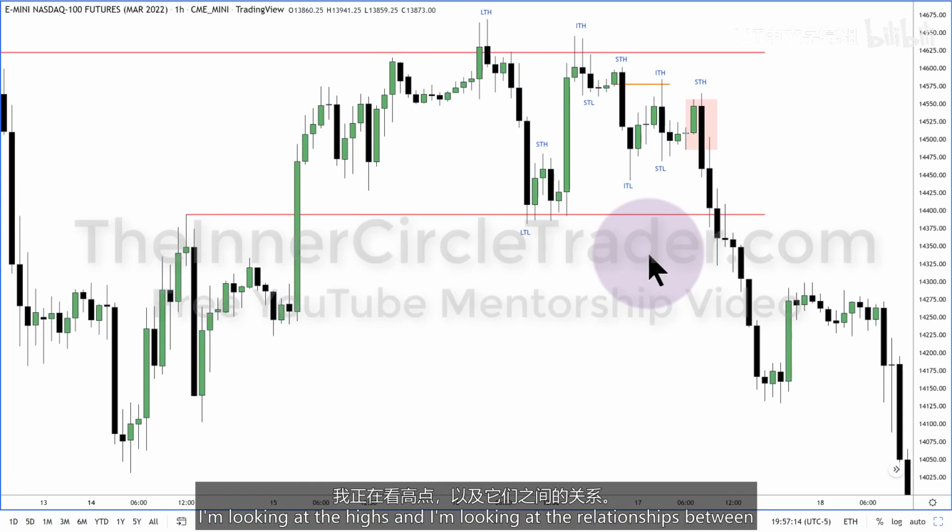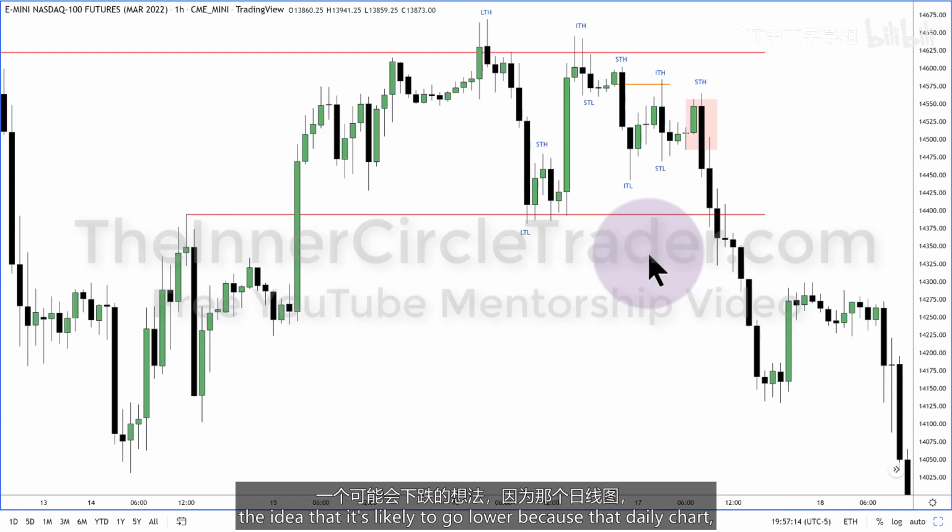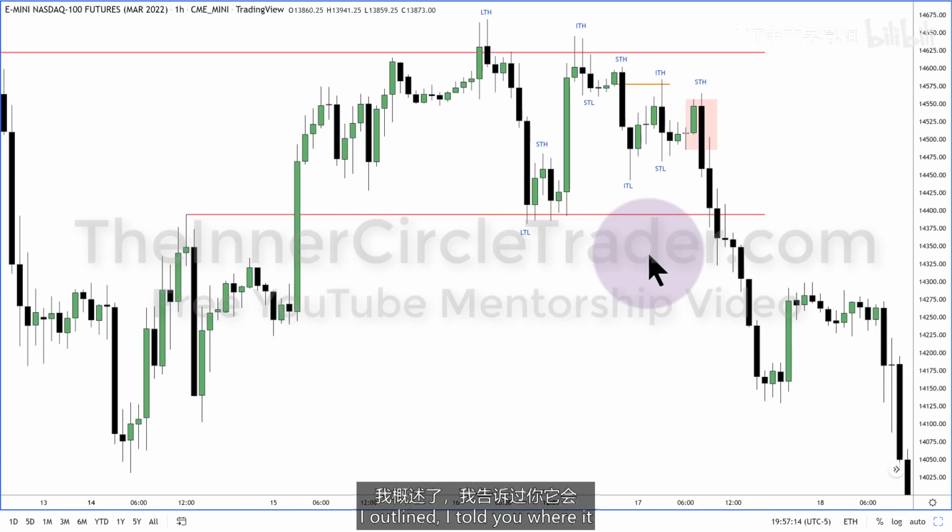I'm looking at the highs, and I'm looking at the relationships between each swing high, each swing low, and I'm coming to a conclusion, studying one swing at a time. And I'm going to come up with the idea that it's likely to go lower because that daily chart, I called it in front of all of you. I outlined it, told you where it was going to go. So that way we understand one another. I'm teaching something that I already proved before the fact.